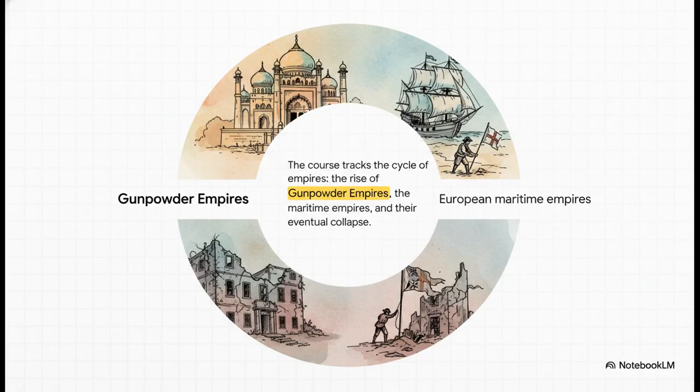Second, you've got the classic cycle of empires. We watch the land-based gunpowder empires use new tech to centralize their power. Then they get overshadowed by sea-based European empires that can project their power across entire oceans. And finally, in the 20th century, a combination of nationalism and the insane costs of war leads to the collapse of pretty much all of these colonial systems.